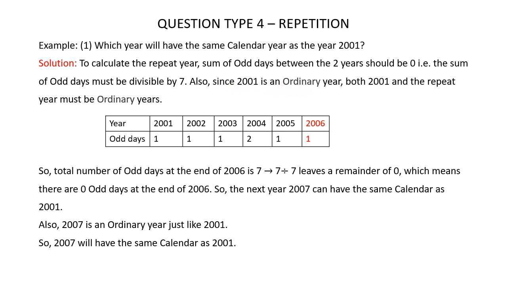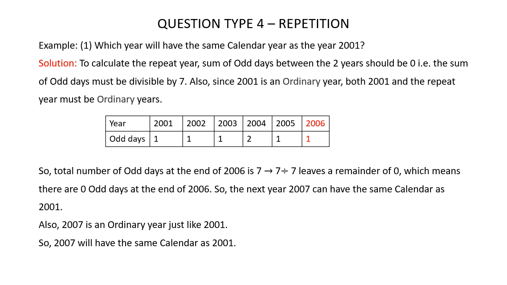both the given year and the repeat year must be of the same type. That is, either both should be ordinary years or both should be leap years. Now here, since the given year is 2001 and since 2001 is an ordinary year, both 2001 and the repeat year must be ordinary years. So the first thing here is to count the number of odd days starting from the given year 2001 till we get a sum of odd days which is divisible by 7.